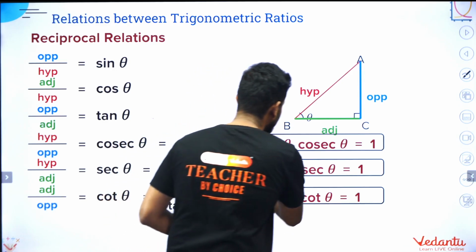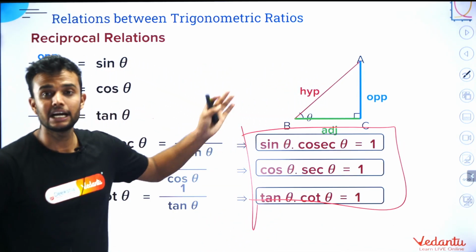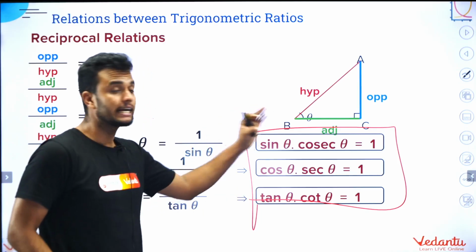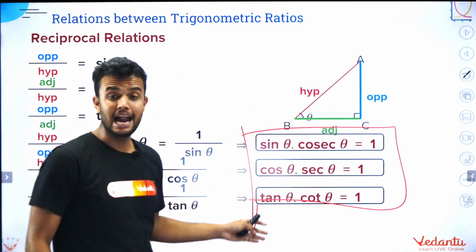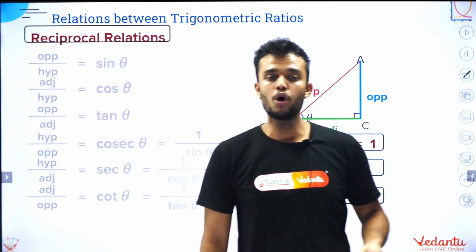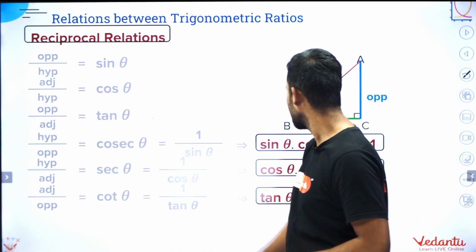Similarly, we have these three, called reciprocal ratios. Sin theta into cosecant theta is equal to 1. Secant theta into cos theta is equal to 1. Then also tan theta into cot theta is equal to 1. This is called the reciprocal ratio.